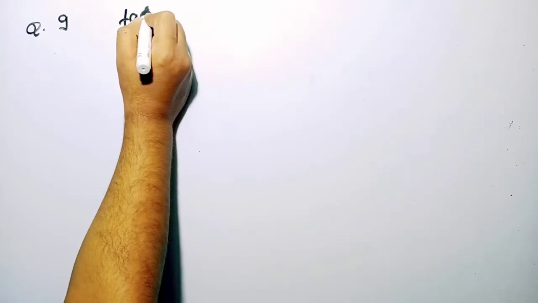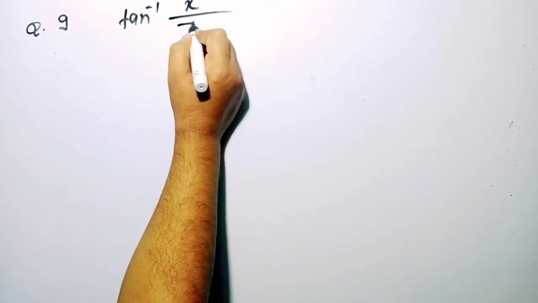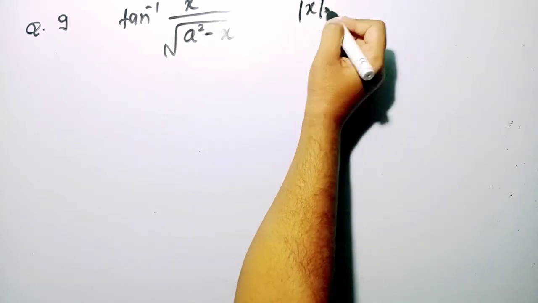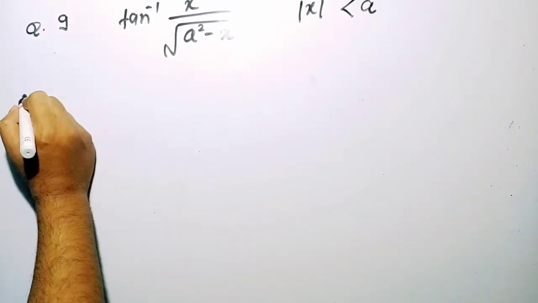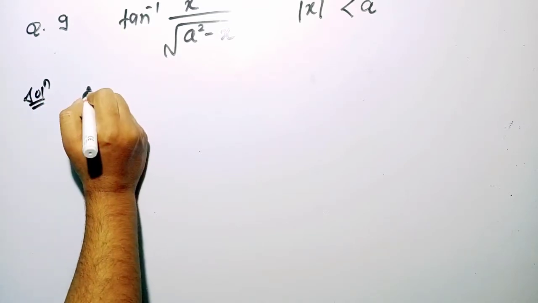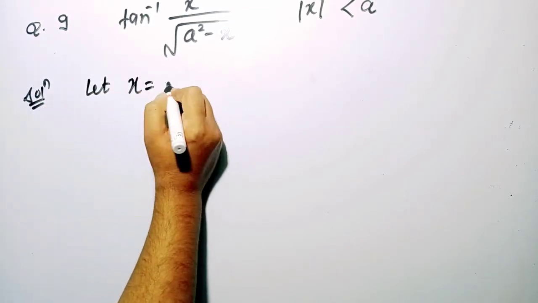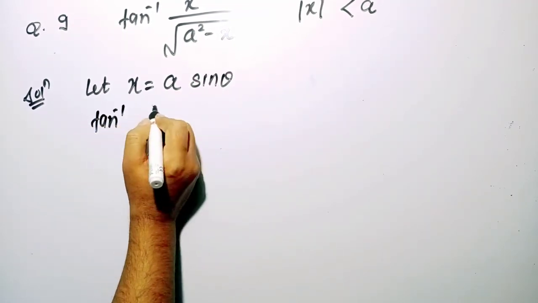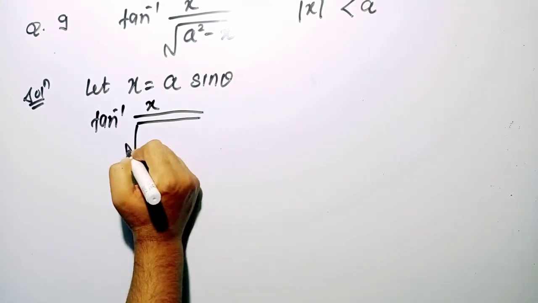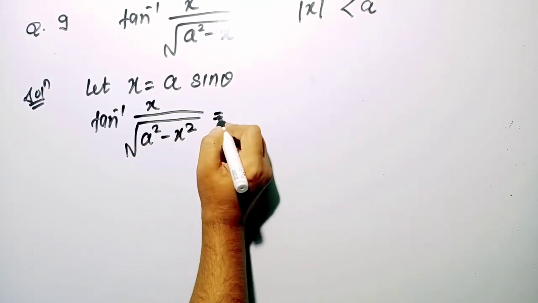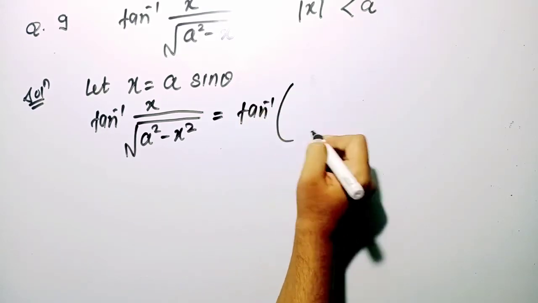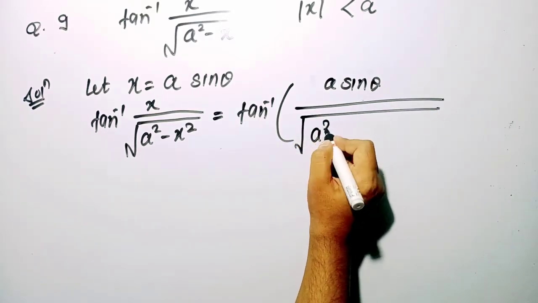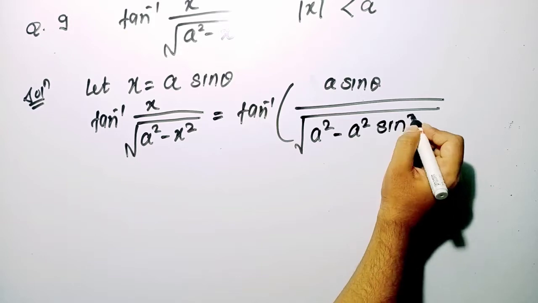Similarly, now students, moving to question number 9: tan inverse of x upon square root of a square minus x square, where modulus x is less than a. So students, here in the denominator we have a square minus x square, so we consider x equal to a sin theta. Then we can write tan inverse of x upon square root of a square minus x square as tan inverse of a sin theta over square root of a square minus a square sin square theta.